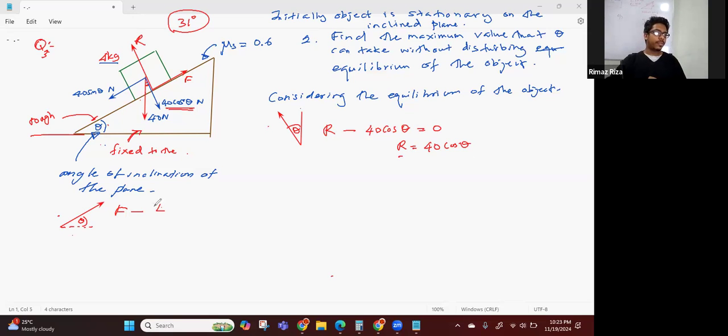So here, if in this downward direction it is 40 sin theta, and in this direction it is F, then F minus 40 sin theta equals 0. Since the object is in equilibrium, according to Newton's first law, the net force has to be 0. The object is at rest, which means there is no unbalanced force. The forces are balanced. Therefore, F equals 40 sin theta.